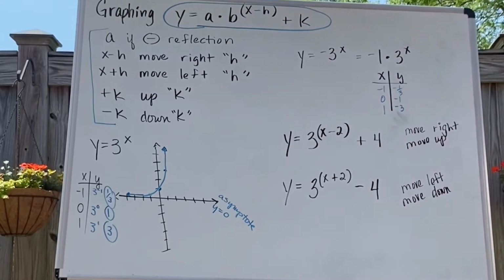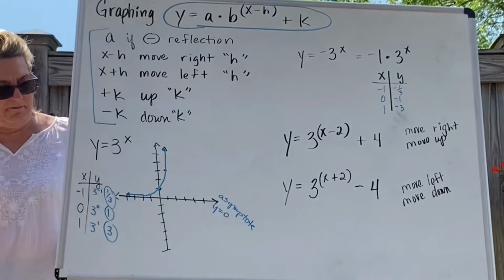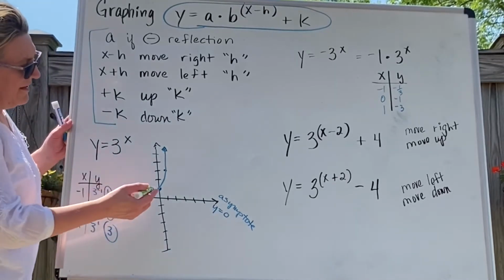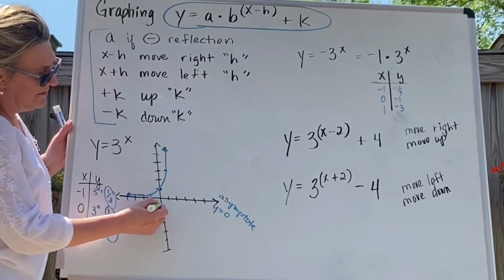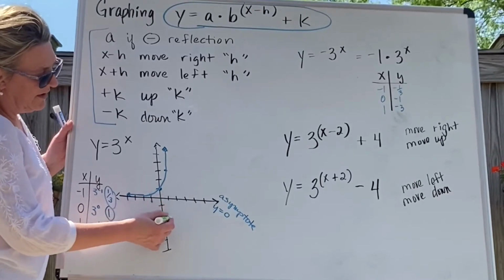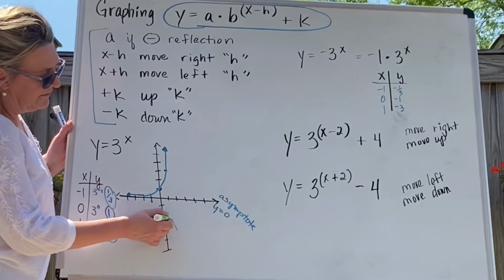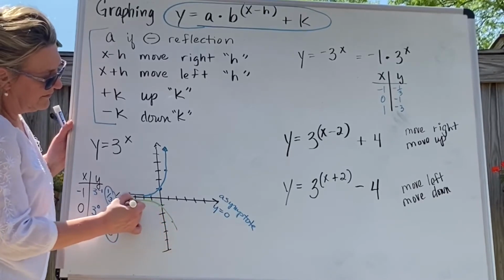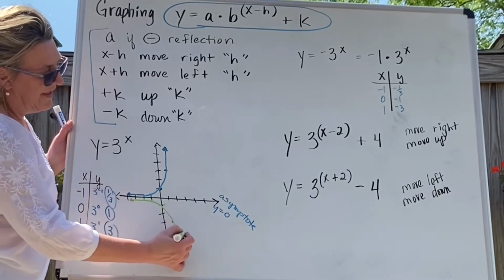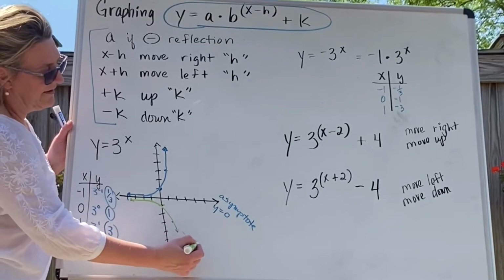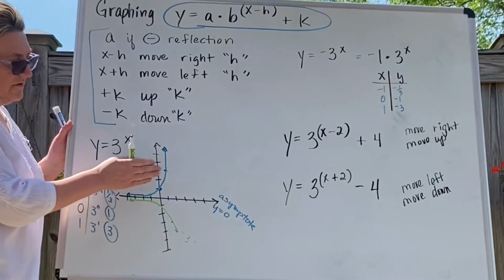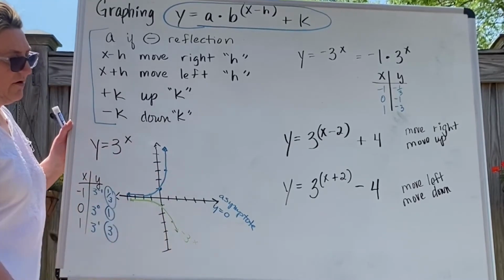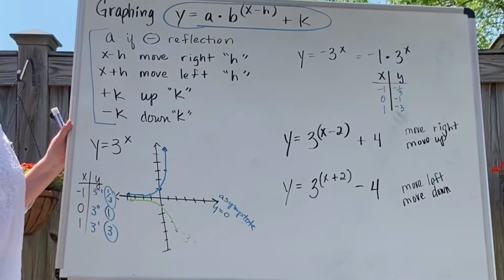Now if I plot those points right here on the same graph where I put the parent, that means I'm going to have 0, negative 1, and 1, negative 3. And that's why negative 3 to the x looks like a reflection of the blue graph. It flips straight across the x-axis.